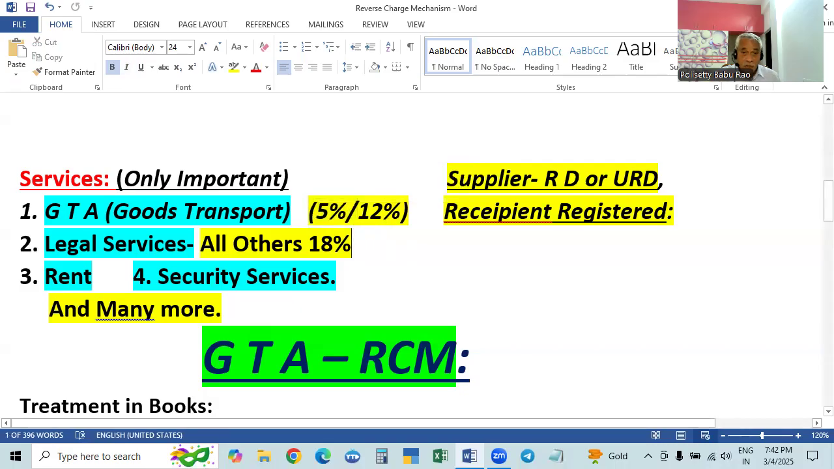Okay. And there is another one, 12%, 5%. Another one is 12%. That we will learn again later. Okay. Then legal services. So including this, all other services, the rate is 18%.